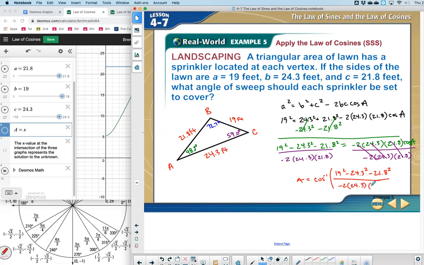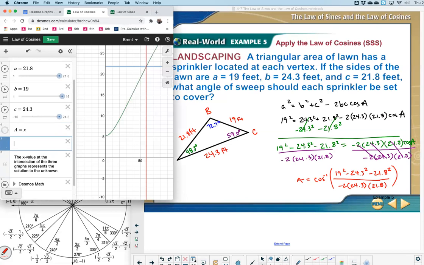Does that look fun? No, I don't think it does. Let's check it out to see if Mr. Voorhees knows what he's doing or if he made a mistake here. Cosine inverse. We're going to have a big fraction, so I'll hit fraction: 19 squared minus 24.3 squared minus 21.8 squared, all over negative 2 times 24.3 times 21.8. I got 48.3.